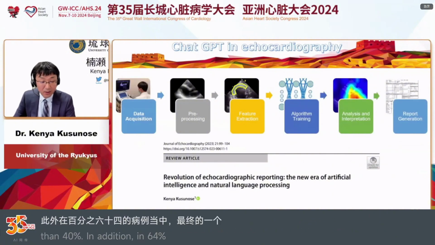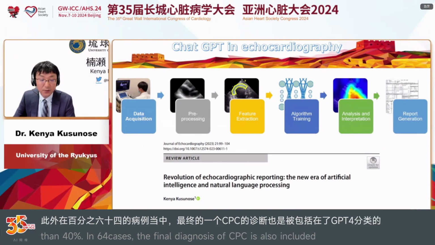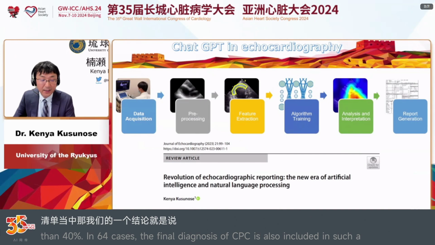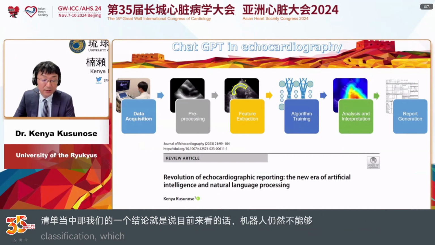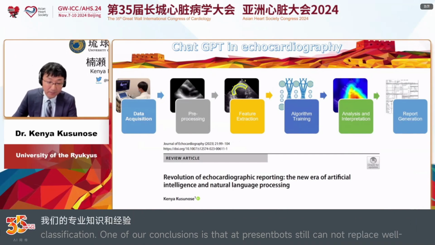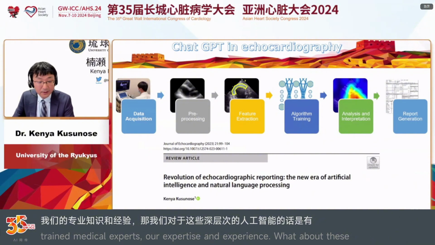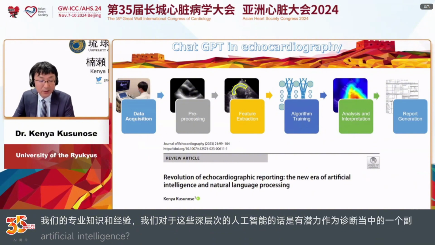From these observations, I believe that ChatGPT could serve as a future tool for generating medical reports. I have recently published a review on this topic in Japanese in the Journal of Echocardiography. This is a Japanese official journal. If you are interested, please feel free to read it.